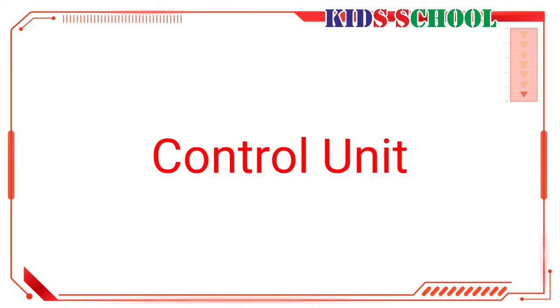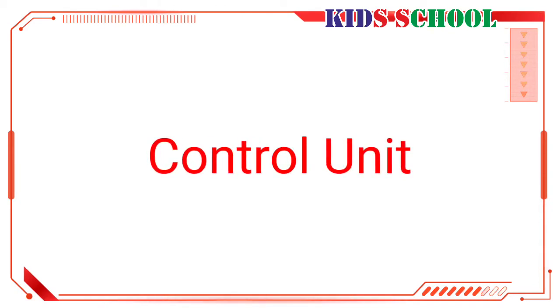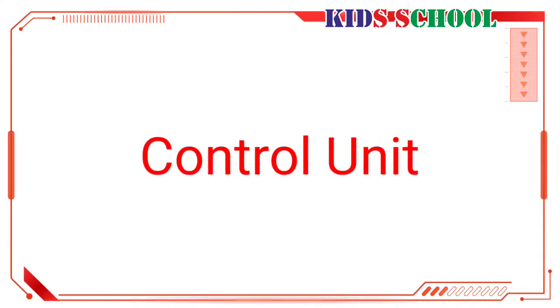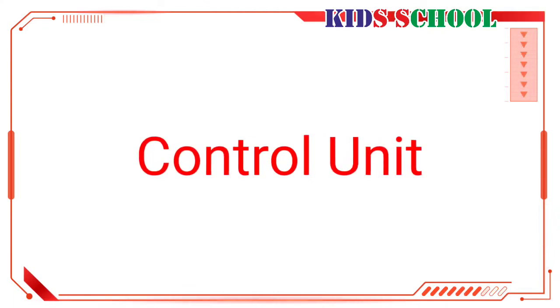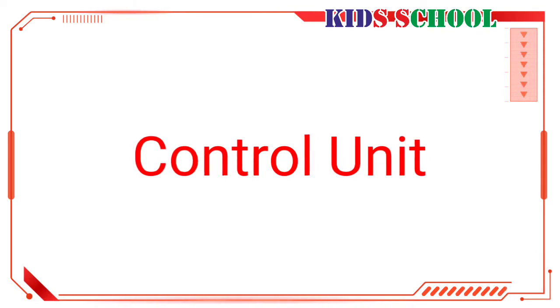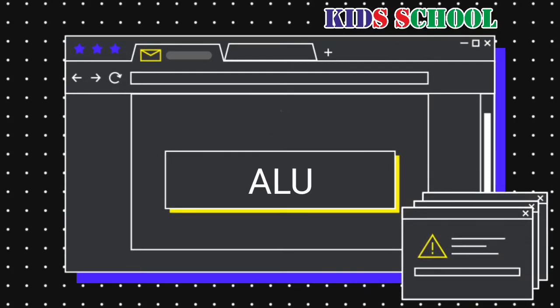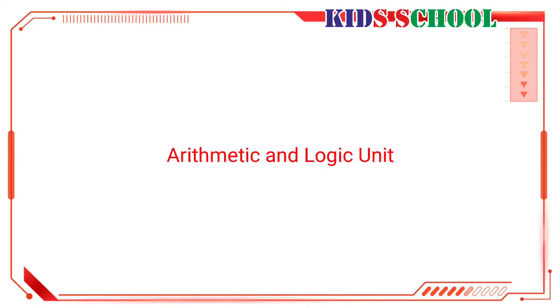The control unit also controls the storage of data in memory. It stores all the programs in memory, takes instructions one by one, analyzes them, and then gives appropriate commands to the other units to perform a particular task. Arithmetic and logic unit. Dear students, you know that a computer can do calculations and comparisons.